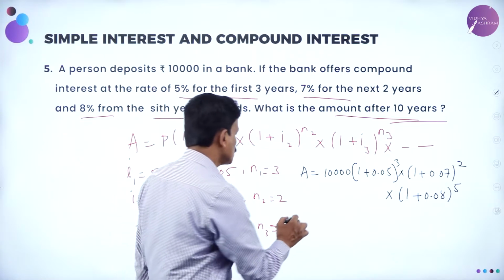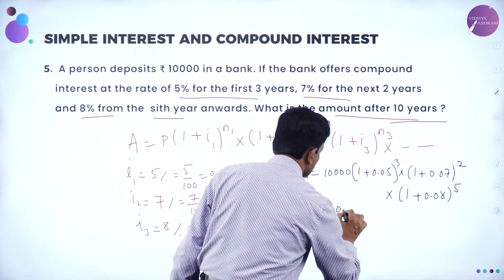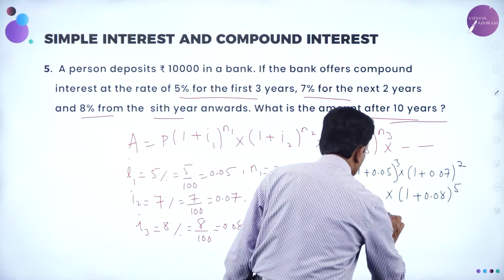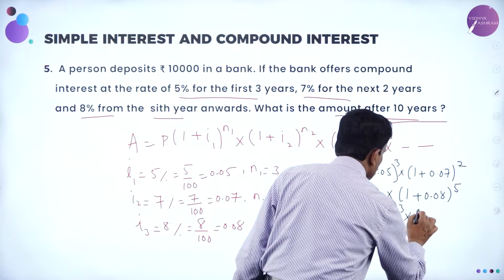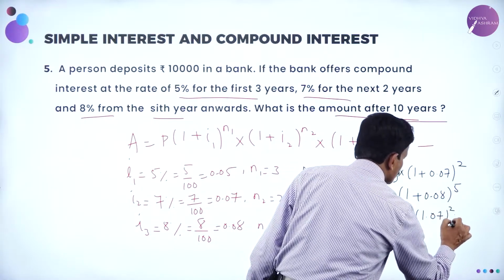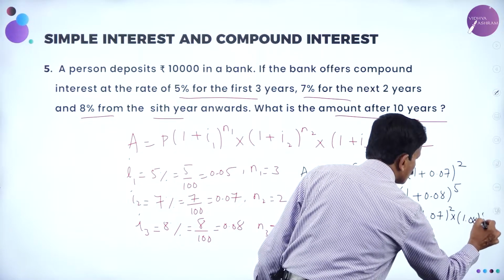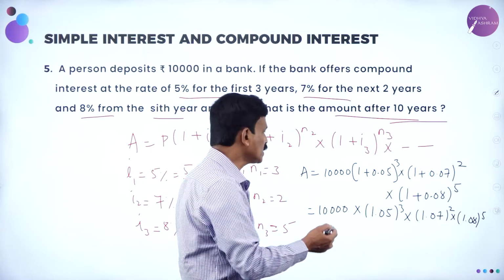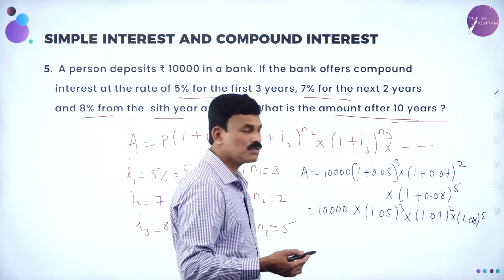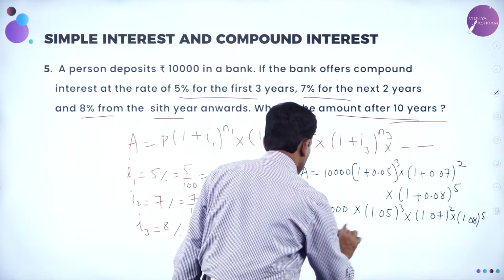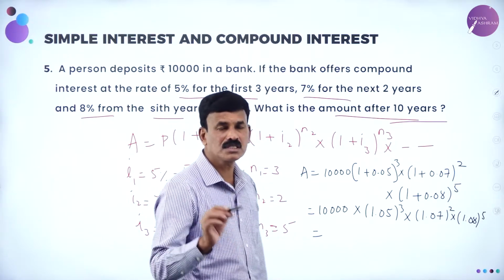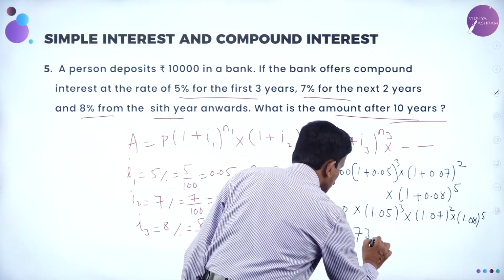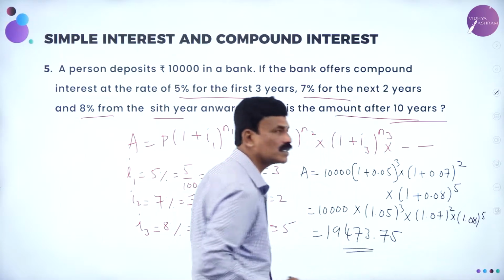Now simplify this. This is equal to 10,000 into 1.05 whole cube, into 1.07 whole square, into 1.08 whole raised to 5. After simplifying, if you multiply 1.05 three times, 1.07 two times, 1.08 five times, the final answer we are going to get is 19,473.75 rupees. That's it.